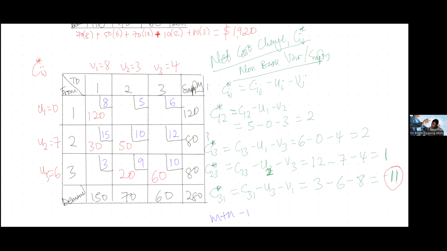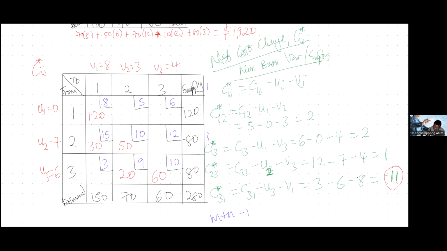So you can see that the net change C31 asterisk is less than 0, and it implies that the present solution is not optimal, and therefore we could allocate X31, treat it as the entering non-basic variable, allocate as much as we can there, and get the new transportation arrangement. So what do we do now? Now we employ the stepping stone.